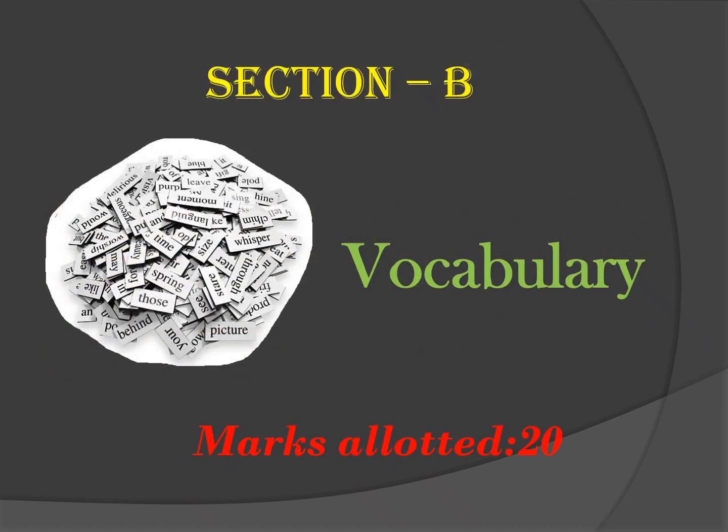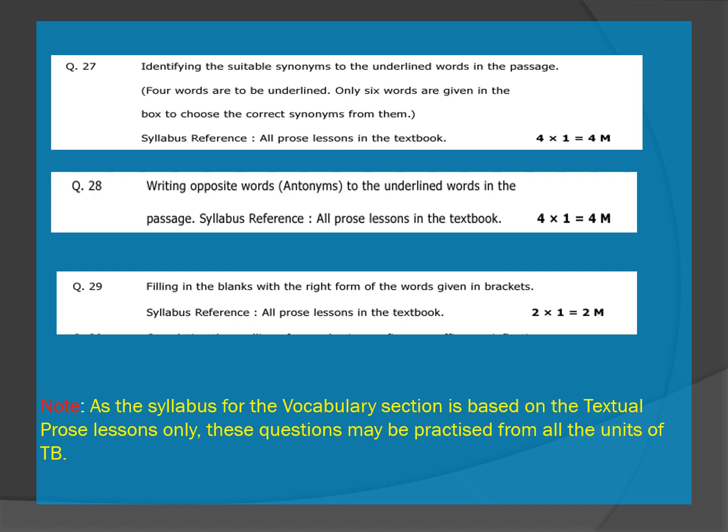Now, let us move to another component under the same section B, that is vocabulary. For this, the marks allotted are 20. Under vocabulary, question number 27 is about identification of the suitable synonyms to the underlined words in the passage. The syllabus reference for this question will be all prose lessons in the textbook, and here each answer will carry 1 mark. Question number 28 is about writing antonyms or opposite words to the underlined words in the passage, and the syllabus reference is all prose lessons in the textbook, and here also each question carries 1 mark.